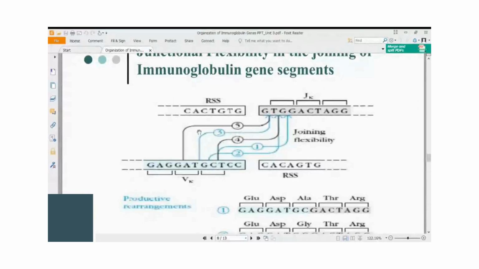Now let us follow these numbers. Let us follow these numbers. The first one, you take the first one. Here they have shown the combination and we have to match that with the combination here. GAG, that is GAG, represents glutamic acid.